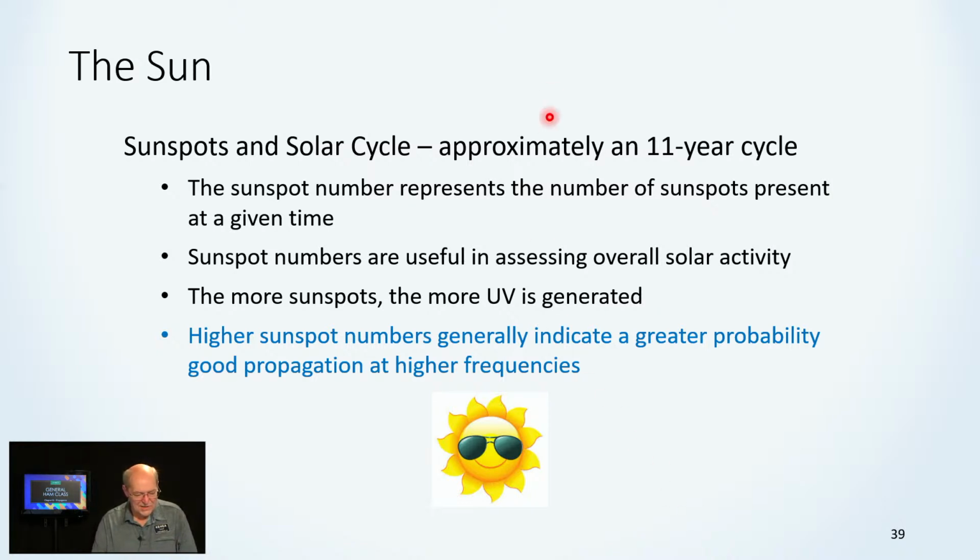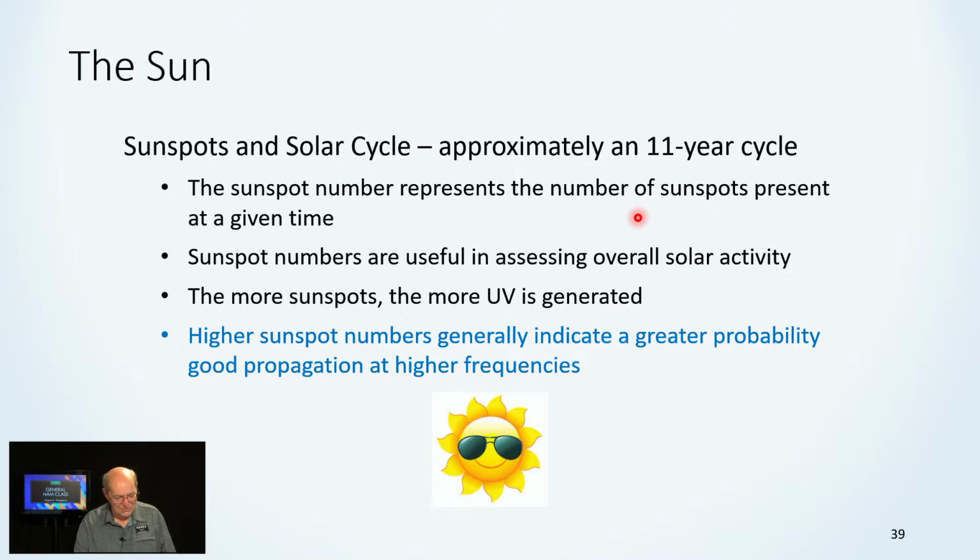So sunspots in the solar cycle, approximately an 11-year cycle. And for HF people, this is ultra important because we're just coming out of solar cycle 24. We're entering into 25 and propagation is improving. So during those couple of years between peaks of the solar cycle, hams get very grumpy because there's not good propagation.